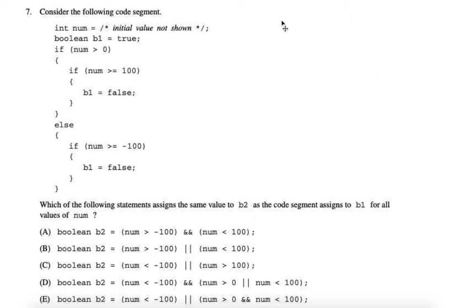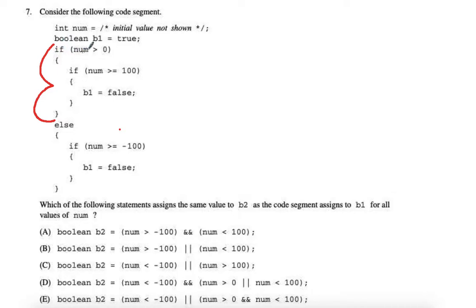Question with the different nested conditionals. So what you would want to do first here is think about for which values of num this statement is false. So let's look at this first part of the conditional statement.